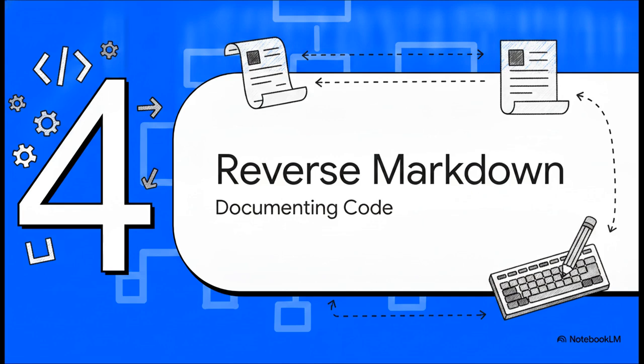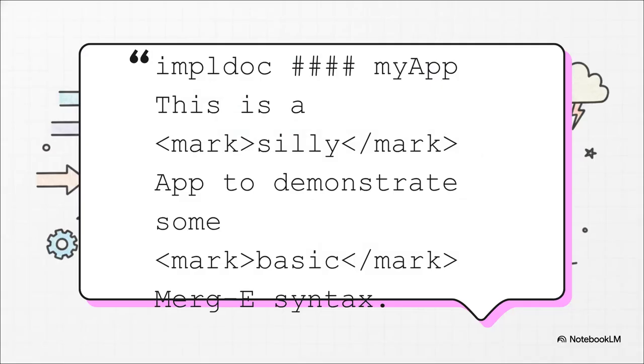Let's jump to part 4, documenting with reverse markdown. So Merg-E handles comments and documentation through a system it calls reverse markdown. Instead of your standard comment blocks, developers use 4 backticks followed by the word implod doc, and then they just write standard markdown directly inside the code. It keeps the visual formatting totally raw, very direct, and incredibly easy to parse for automated documentation generators. It's a perfect fit for that thin abstraction philosophy we talked about earlier.